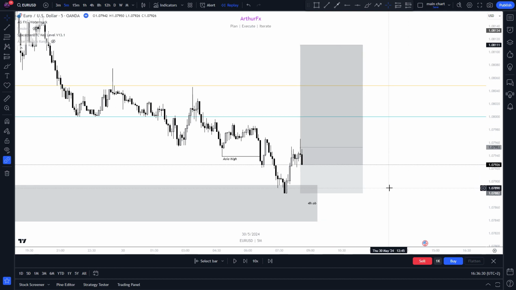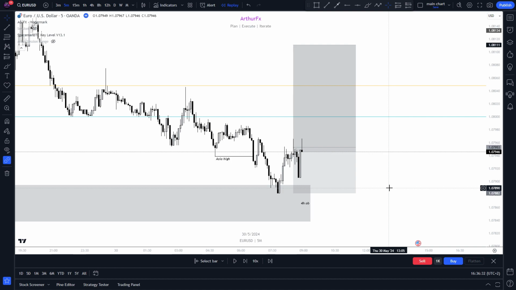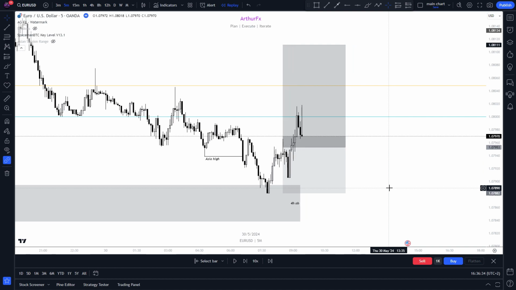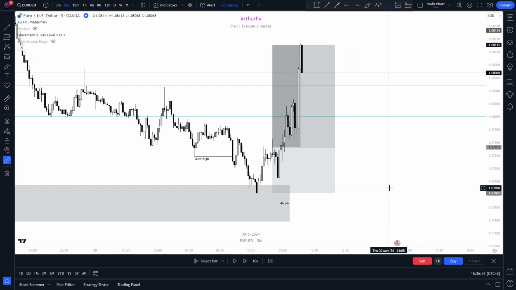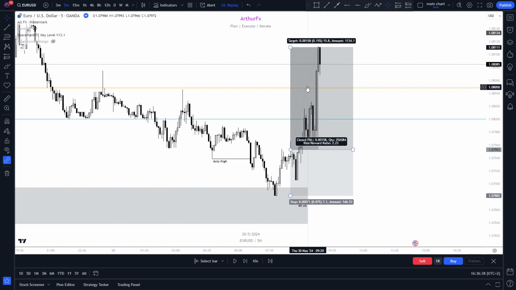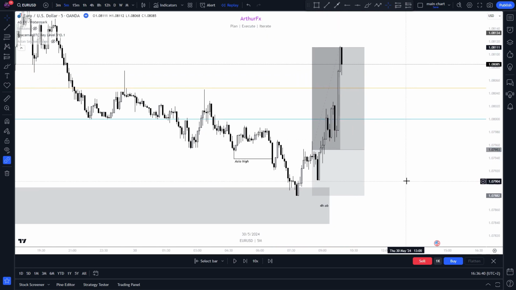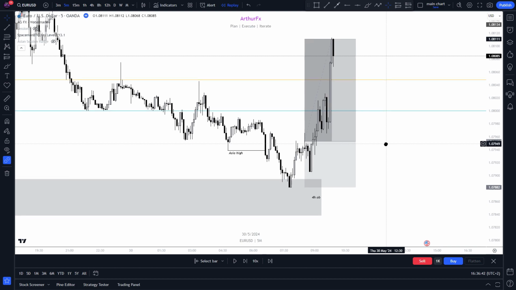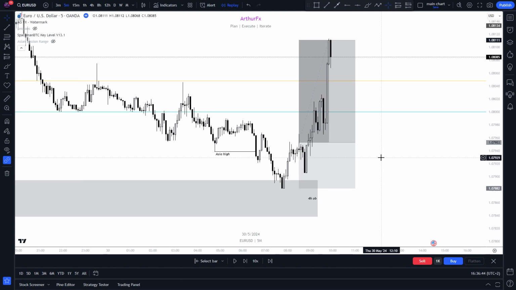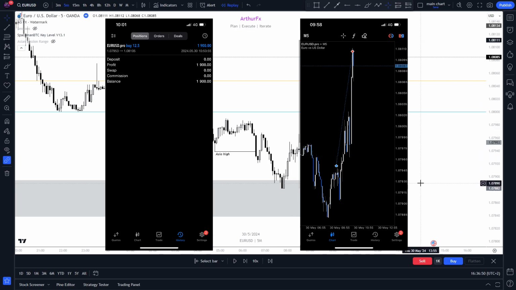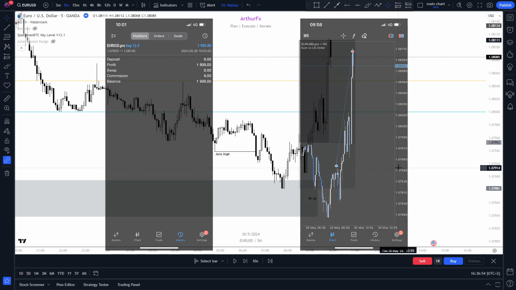So let's see what price does here. It gave a small retracement and then just started trading up aggressively. Boom, heading straight for TP. So yeah, this was the trade, pretty straightforward. I'll put the proof of trade and the execution on screen right now. So yeah, this is pretty much all there was to this trade.